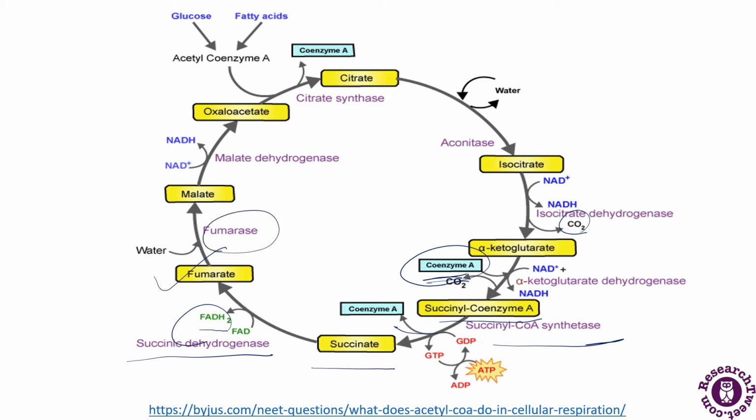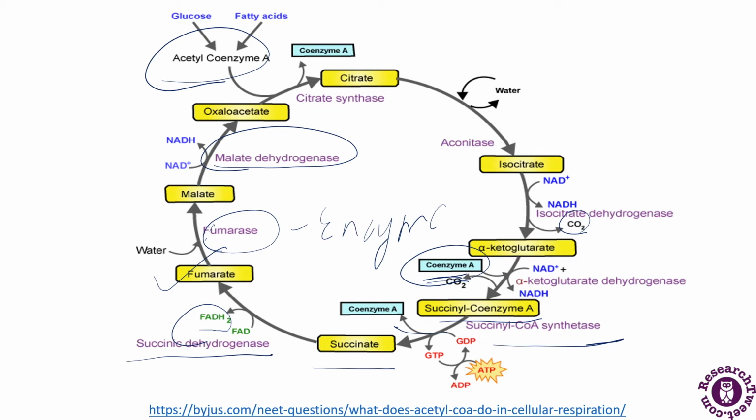And fumarate, with the help of its enzyme, has water added here, and it gets converted into malate. After this, the malate dehydrogenase enzyme acts, and it converts NAD plus to NADH. So oxaloacetate is formed. And finally, the acetyl coenzyme A, which is the main topic of our discussion, gets converted to the coenzyme A factor. So this was about the Krebs cycle.